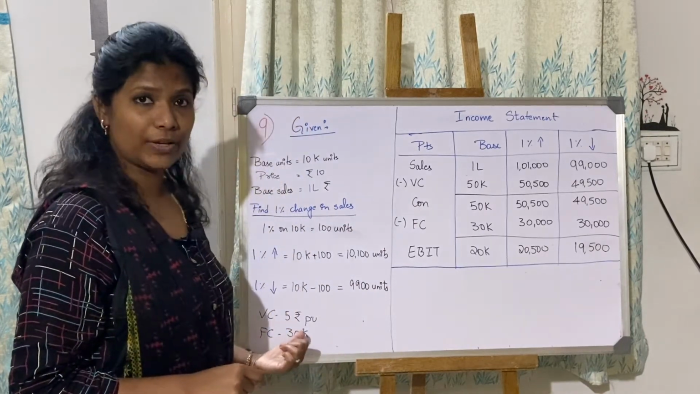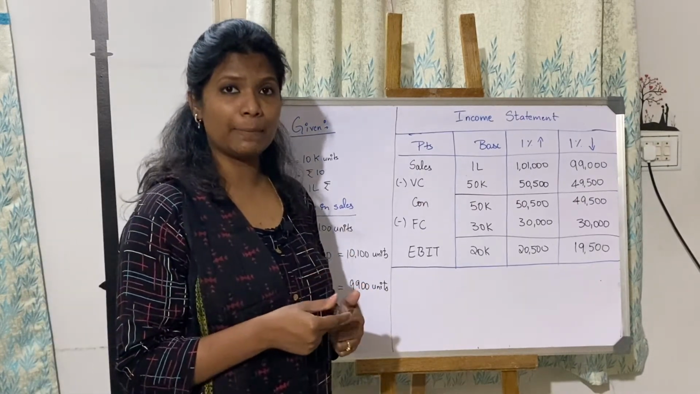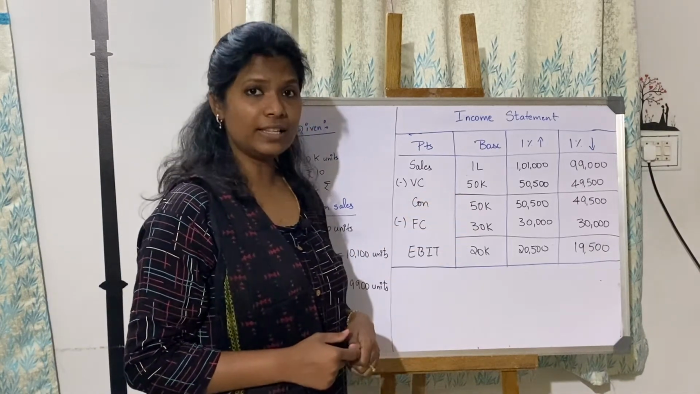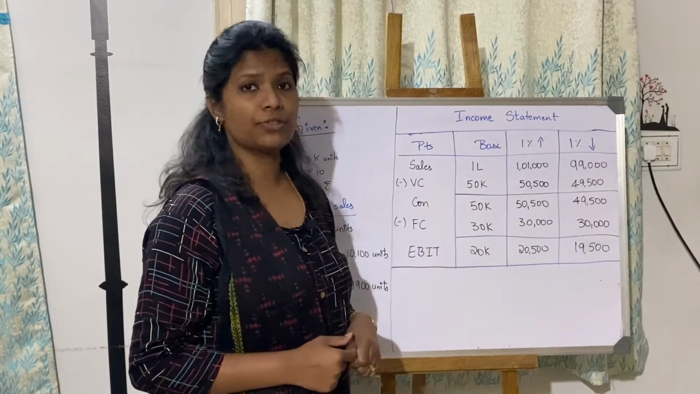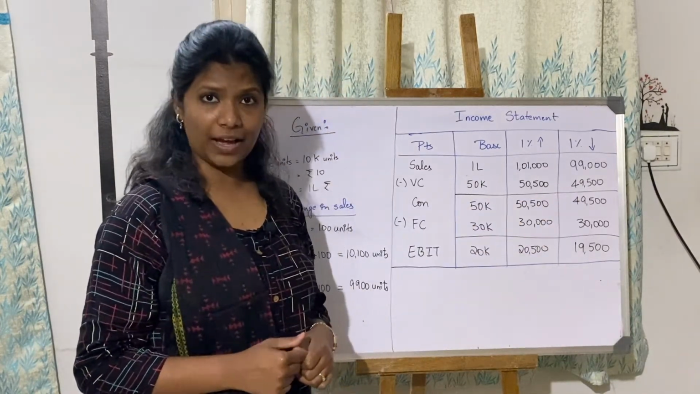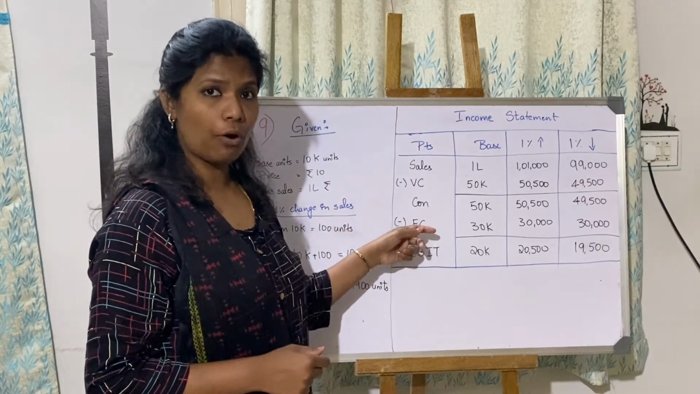5 rupees given in the question. So wherever your units change, accordingly you need to multiply the amount with rupees 5. So for base units we have 50,000, increase in 1% 50,500, and decrease we have 49,500. So sales minus variable cost we arrive at contribution.